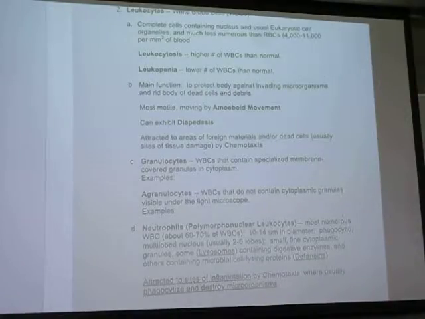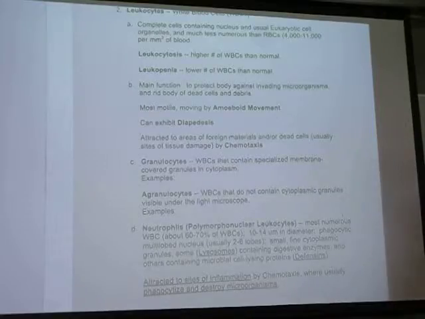What's the most abundant of the white blood cells? Neutrophils. Remember the little ditty? Never let monkeys eat bananas. Never, that's neutrophil. What's next? Let, lymphocytes. Monkeys, monocytes. That's third. Number four, eat, eosinophil. And bananas, basophil. You should know that.